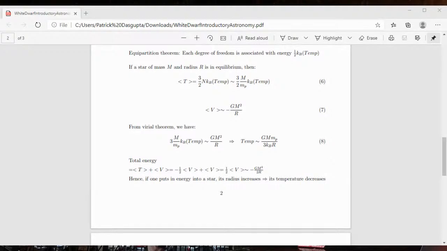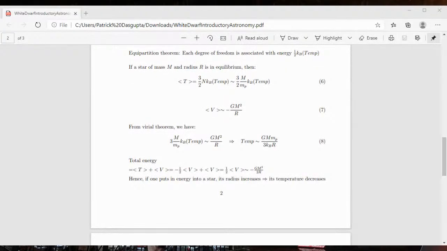But what is the envelope outside the core? That is still made of hydrogen. The envelope outside the core, if it further shrinks, that means R decreases, and the temperature goes up. And then, if the temperature goes up, again proton fusion can start. So the protons will start undergoing thermonuclear fusion in the envelope and energy will be released.